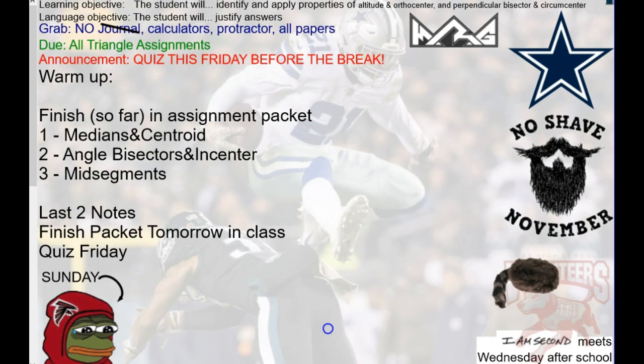Well, yesterday and the day before we were learning about medians and centroid, angle bisectors and incenter, and mid-segments, okay? Yesterday we did 2 and 1. Today we're going to do 2 more and 1. So we'll have done 5 notes for the 5 sheets in your packet. You'll have tomorrow to work on that in class, and then we're quizzing on Friday. And then you will give thanks for a week of school off. All right, so let's do these notes.